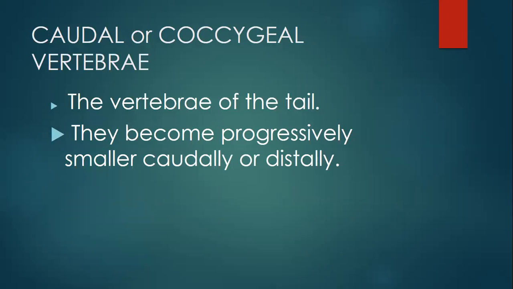And finally, we have the coccygeal vertebrae, and these are the vertebrae of the tail, and they become progressively smaller distally or caudally.